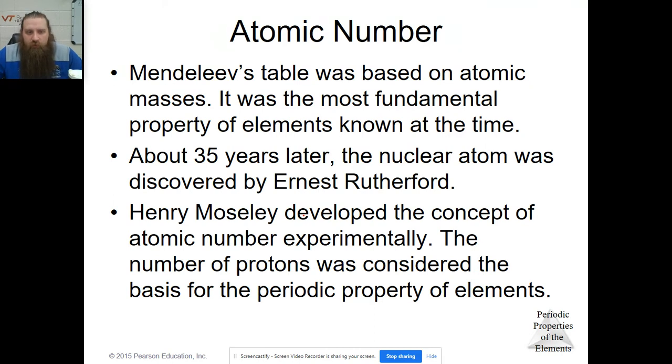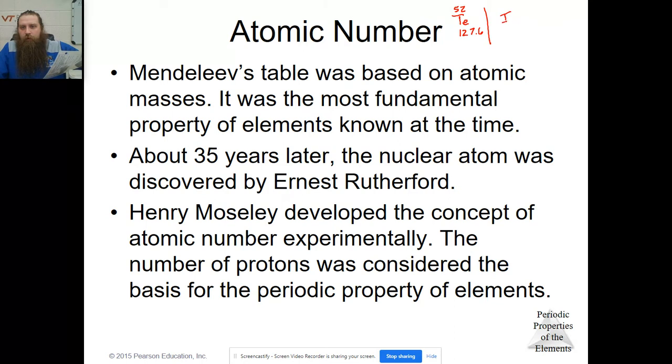Now, like we said, he used the atomic mass in order to organize the periodic table. But if you look at some things like tellurium and iodine, tellurium is number 52. It's 127.6 on the periodic table. Iodine is number 53. It is 126.9. So we can see here an example where it's not organized by increasing atomic mass.